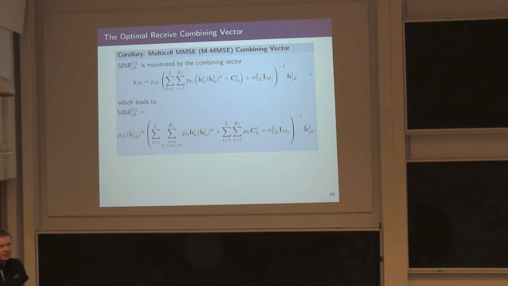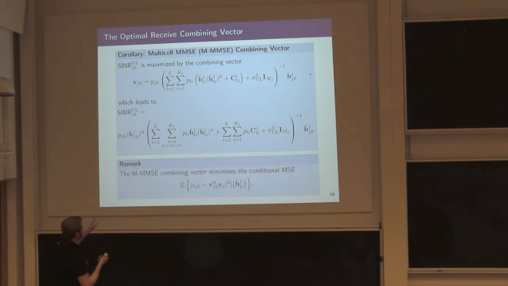What is the reason for that? The reason is that this choice is also minimizing what you can call the mean squared error in the combining part here. So say that you are interested in this signal here, SJK. If we subtract the received signal, y, times my combining vector, and we'd like the difference here in mean squared sense to be small, conditioned on the estimates that we know, then this is also what minimizes this thing here. So that's what we call the minimum mean squared error combining.